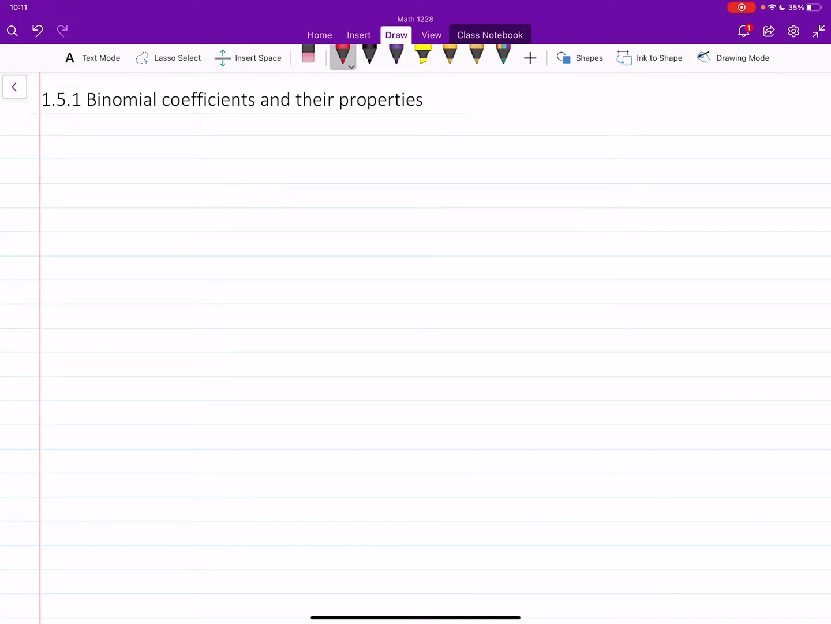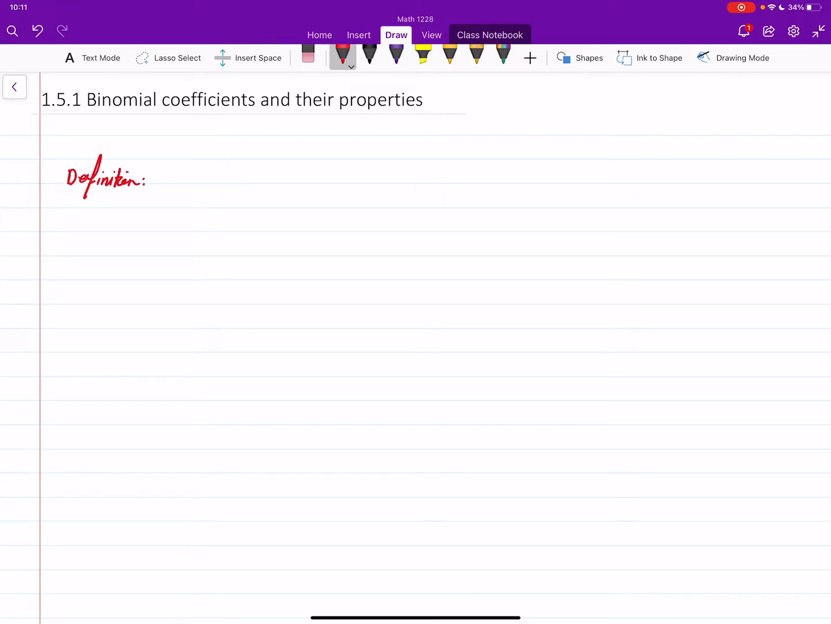Hello everyone. In this video, we will introduce the binomial coefficients. This is a quantity that we will use a lot in this course, so it's very good to learn it here and use it from this point on. Then we'll do some examples and also study their properties. Okay, let me start with the definition here.